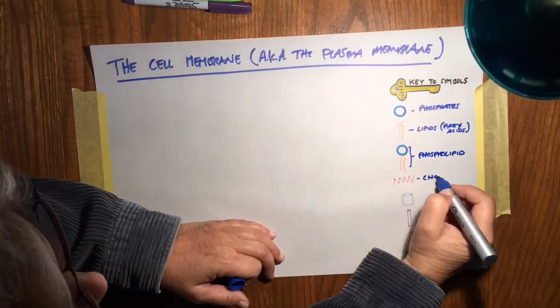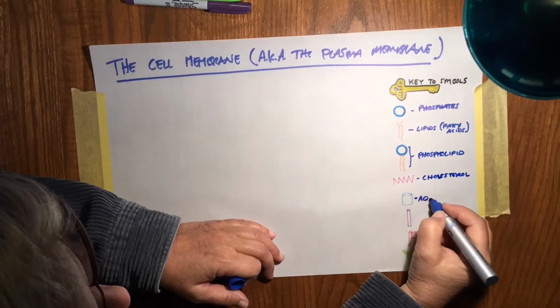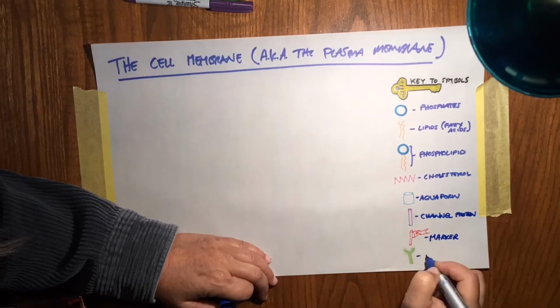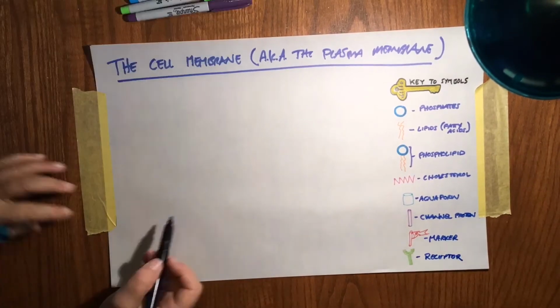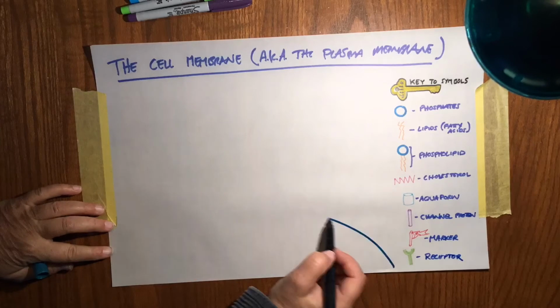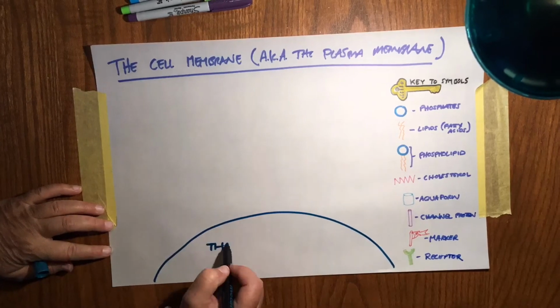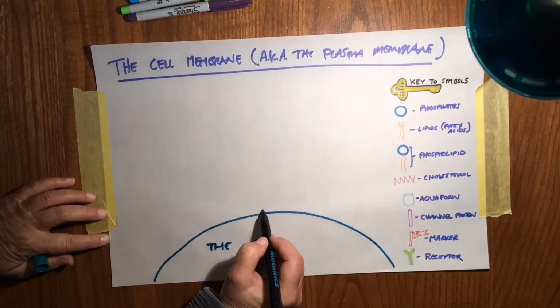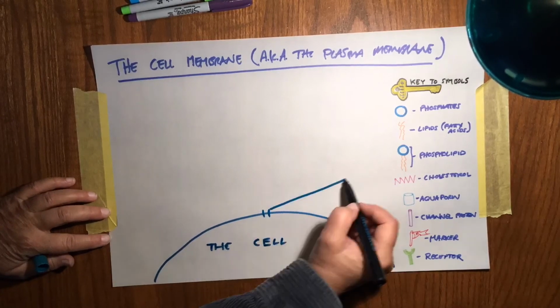Phosphates and lipids combine to form phospholipids, cholesterol, aquaporins, channel proteins, marker proteins, and receptor proteins. The cell membrane is a fluid mosaic, and that means it's made of many parts, and all of those parts can move. I'll draw just a very small part of a cell membrane to give you an idea of how these fit together.